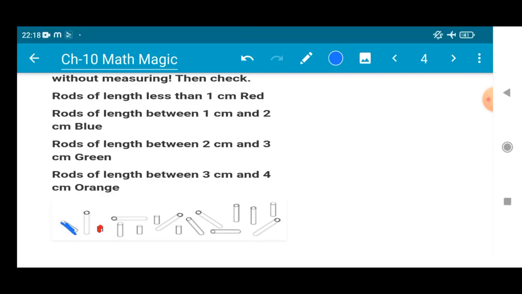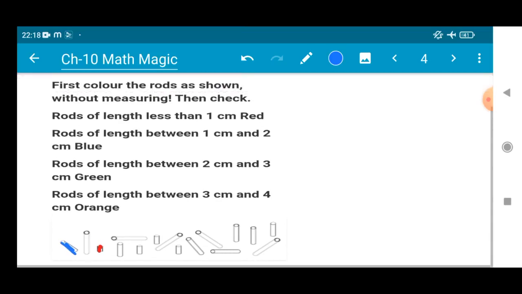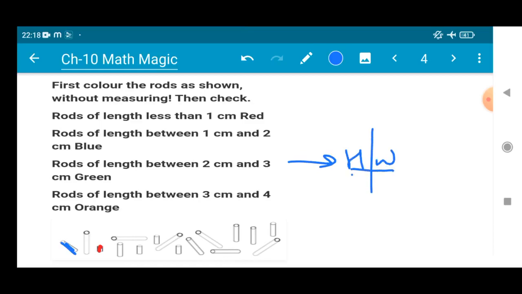So there are others also, you will be choosing them in this manner, and then finally what you'll do is, with the help of the scale, you will measure whether your guess was correct or not. Even this I request you all to do yourself, because this is a very simple one. You just have to guess it.